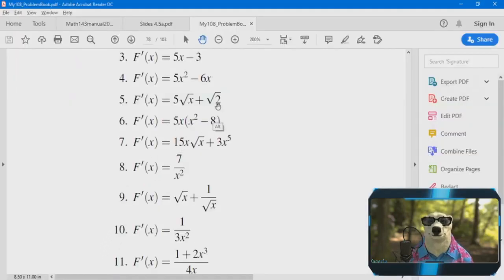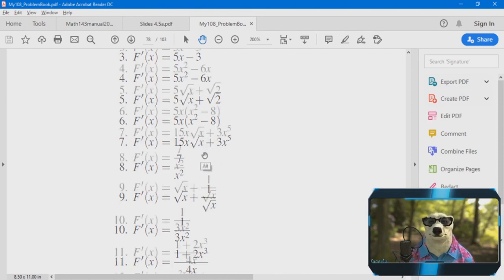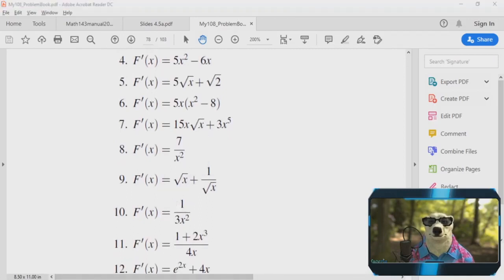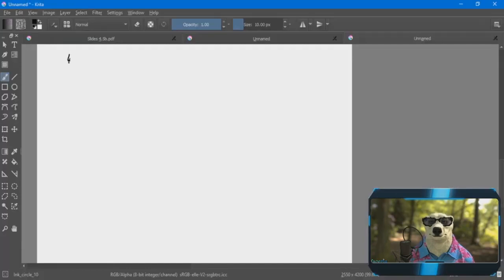So it's now just a question of doing enough of these to be comfortable with this reverse engineering of the power rule. Let's do number 4. 5x squared minus 6x. So the answer to a derivative, 5x squared minus 6x. So now I'm trying to find the original function.